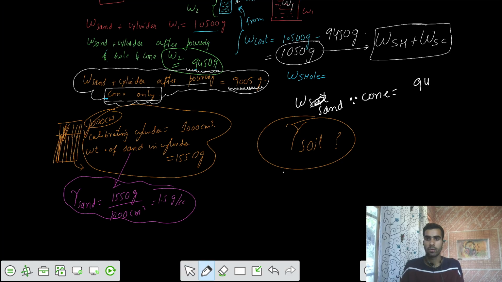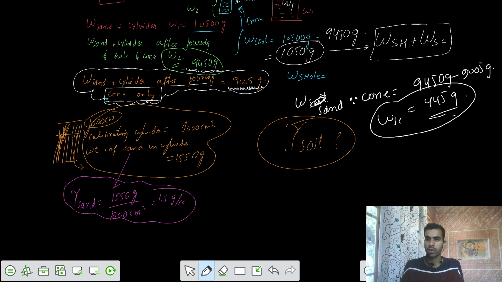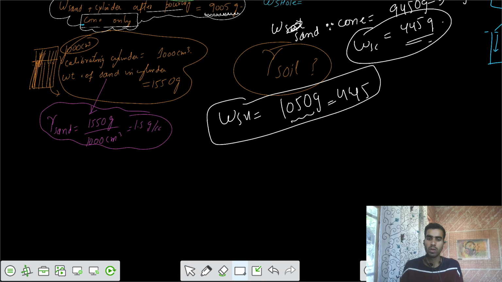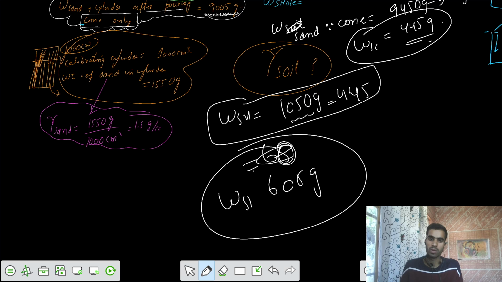is the difference of 9450 grams minus 9005 grams, and that's a value of 445 grams. So the weight of the sand in the cone is only 445 grams, and there is one more part: the weight of the sand in the hole. The total was 1050 grams, because of sand, cone and hole. Now we have to subtract that WSC. So what is the weight of the sand in the hole? That's coming to be 605 grams. So the weight of the sand in the hole is 605 grams.